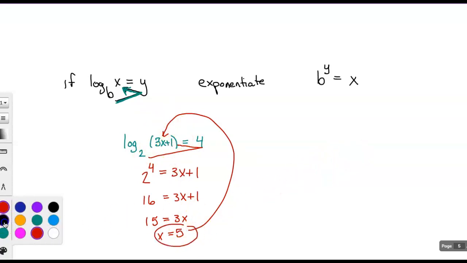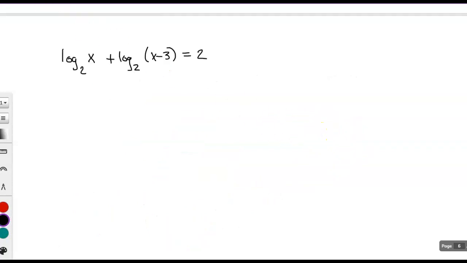Okay? Now, to piggyback off that, she could also do this. This is like that multiple log situation that I did earlier where you have to condense. And then you can't drop the logs because there's no log on the right-hand side. You'll have to exponentiate. So again, you have multiple logs, so let's go ahead and condense. It's going to be log base 2, and since these are being added, you're going to multiply. So x times x minus 3 equals 2. There's no log on the right-hand side. So I condense the logs.